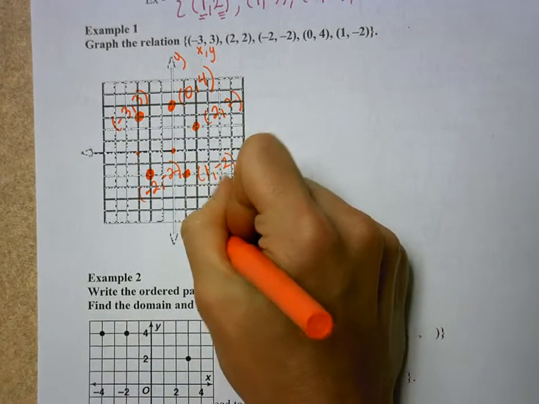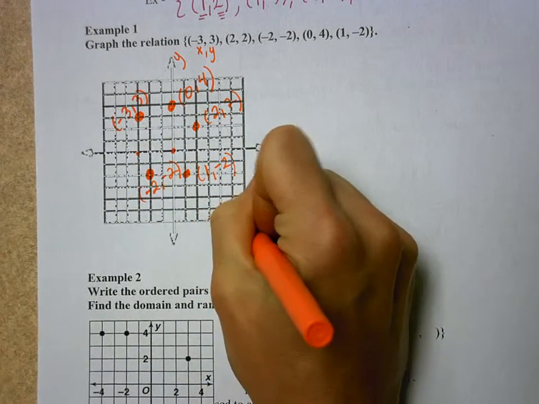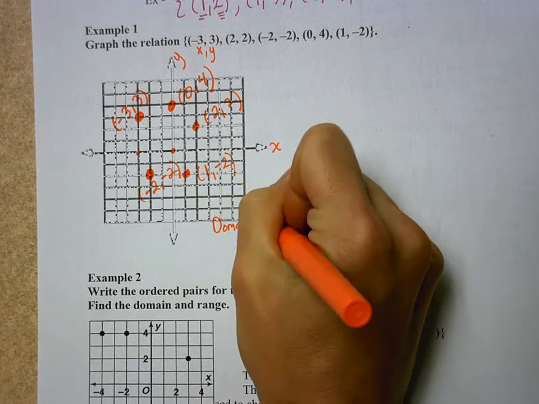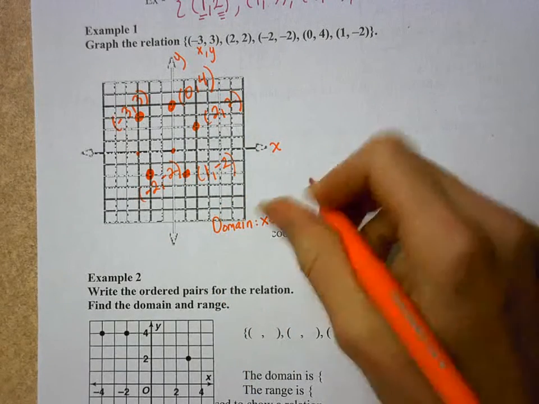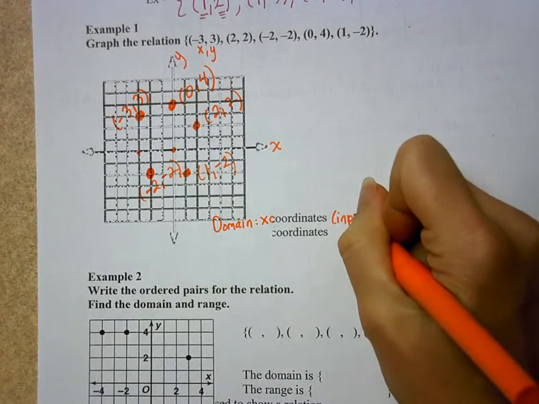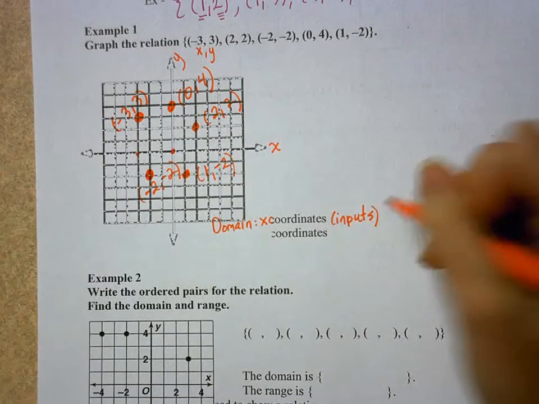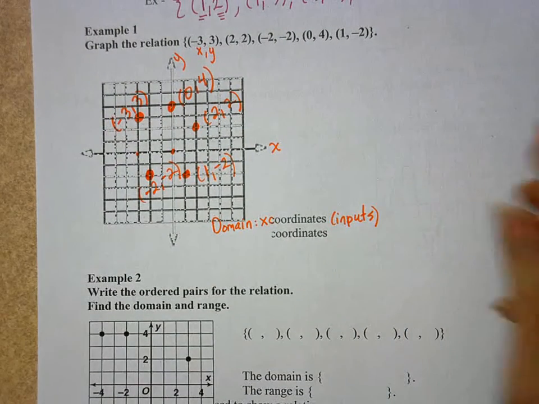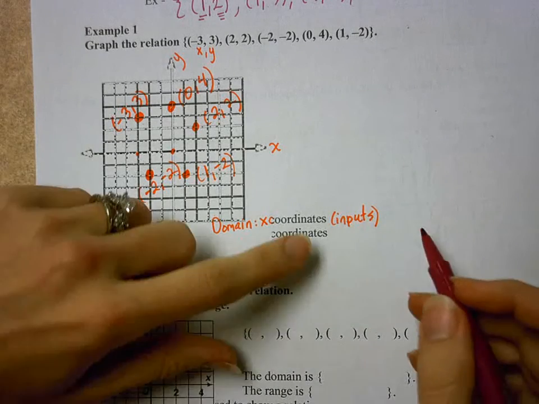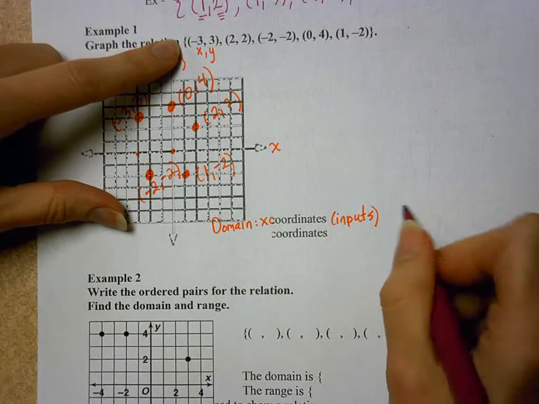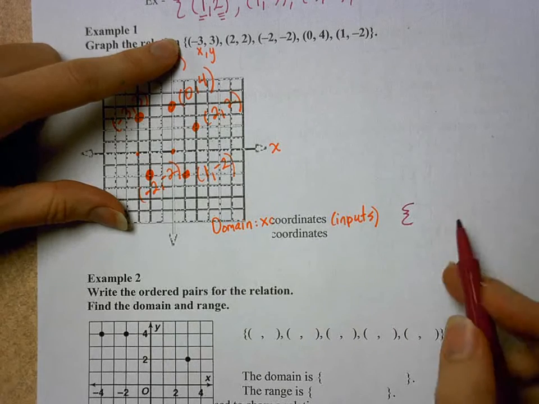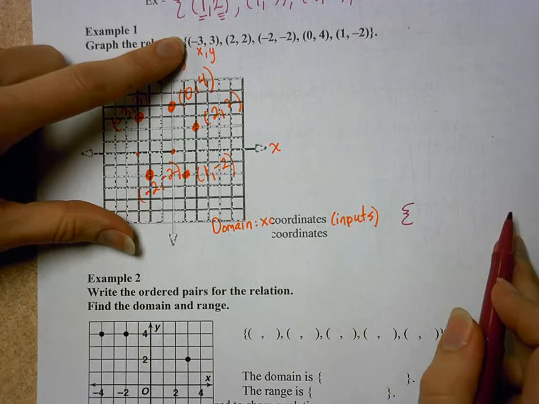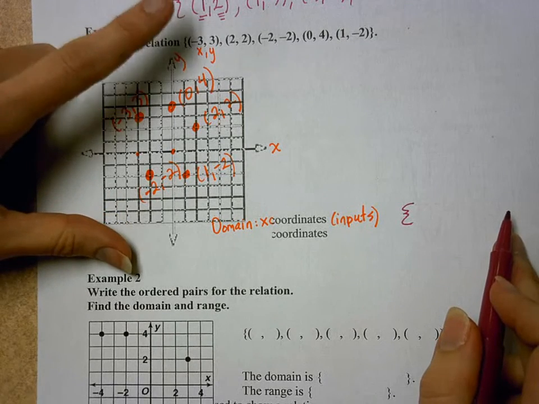The domain is generally the x coordinates. It's the inputs. It's the numbers you start with, the numbers going in. If you're listing the domain from a relation, you just list the x's from smallest to largest, but you only list every number once.